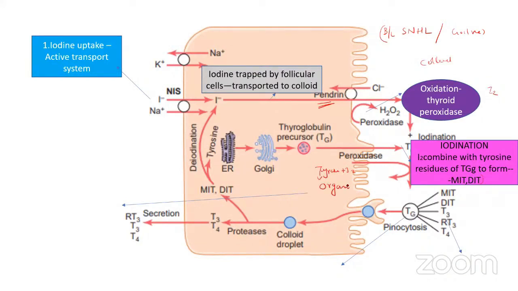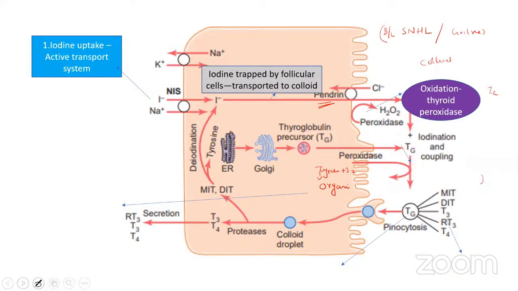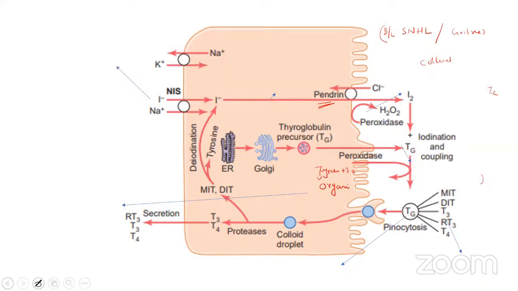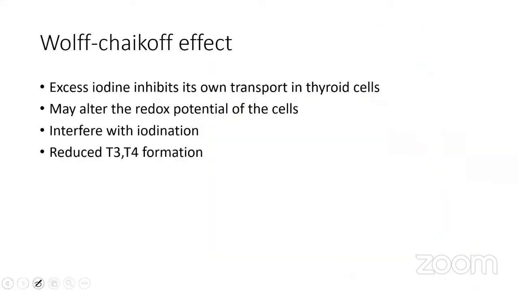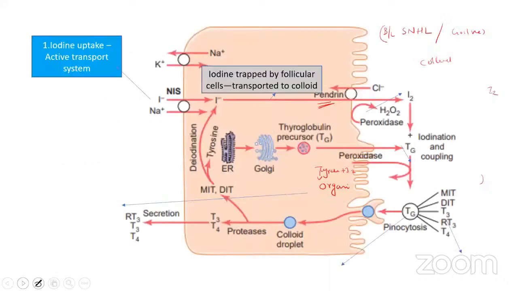This organification is affected if we take excess iodide. It will alter the redox potential and cause many problems. This effect is known as Wolff-Chaikoff effect: excess iodide affecting the organification, or combination of tyrosine with iodide. I hope it is clear. Next, we move on to the next question.